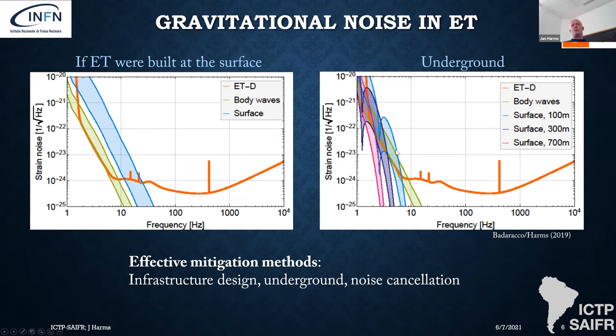And so you achieve some reduction of this gravitational background, depending also on depth, but also on site properties. So these curves here are very sensitive to where you build the detector and what the geology looks like there. But just to give you an idea, underground is in principle a very effective method to avoid some of this very strong gravitational foreground. So for the effective mitigation methods, what I list here is infrastructure design.